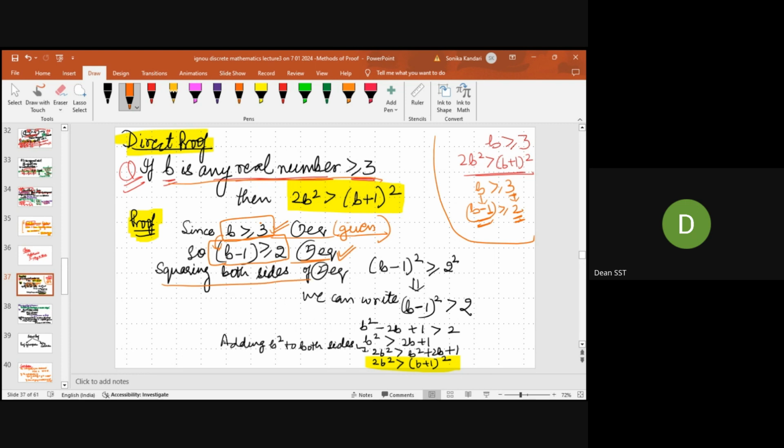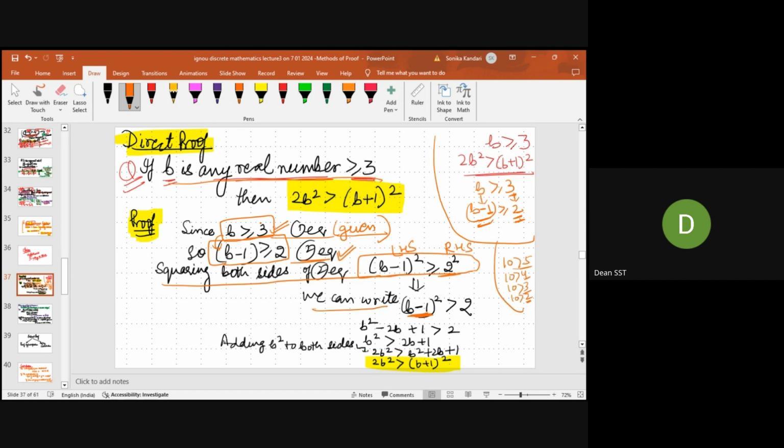Now we are simply squaring both the sides. So the left hand side becomes (B minus 1) square, and our right hand side becomes 2 square. Up till now, is it clear? Class, is it clear? Yes. This is a somewhat tricky method. So we can write (B minus 1) square is greater than 2. If I can write that 10 is greater than 5, so I can also write 10 is greater than 4, 10 is greater than 3, 10 is greater than 2. If 10 is greater than 5, obviously 10 is greater than 4, obviously 10 is greater than 3, and 10 is greater than 2.